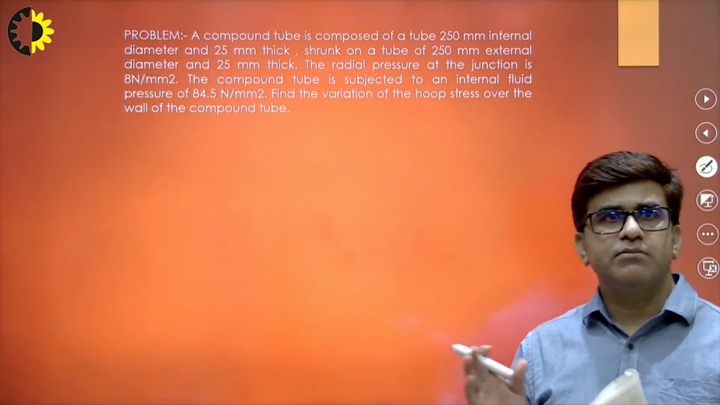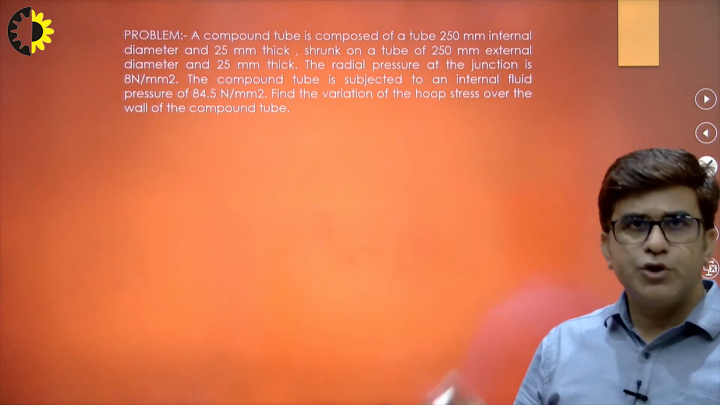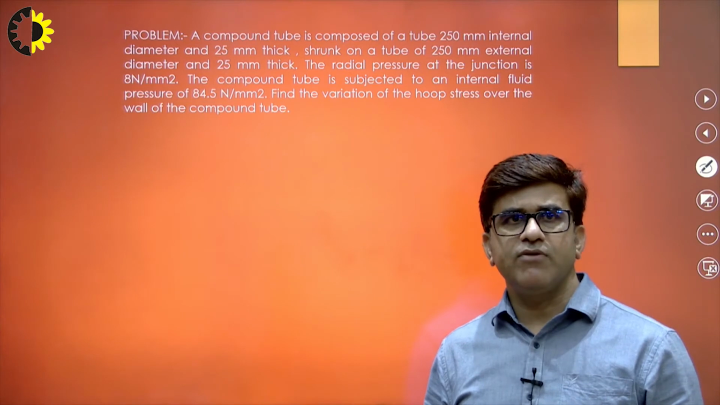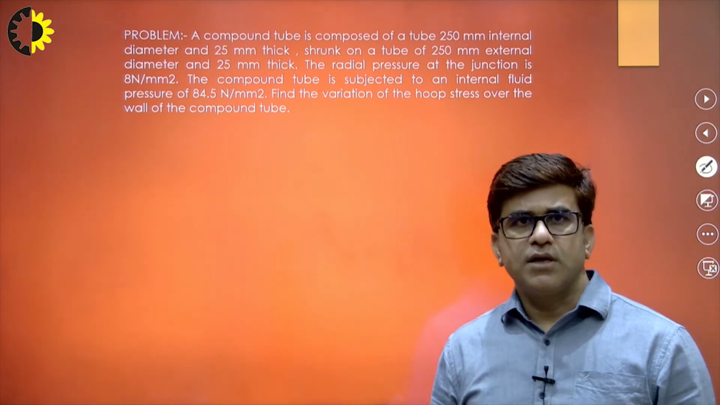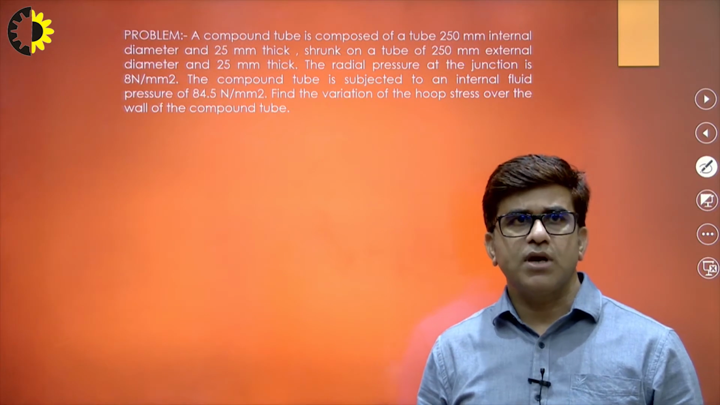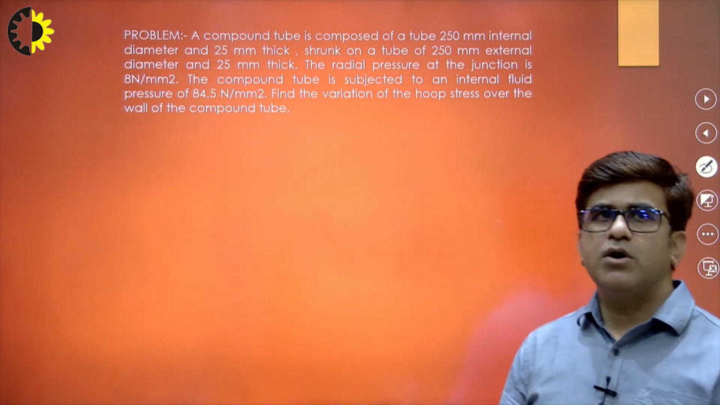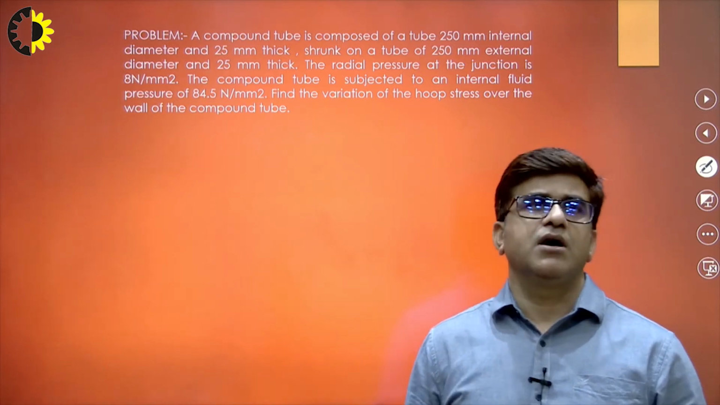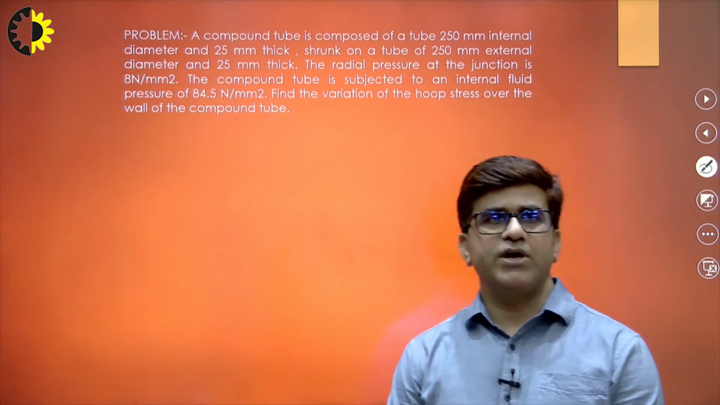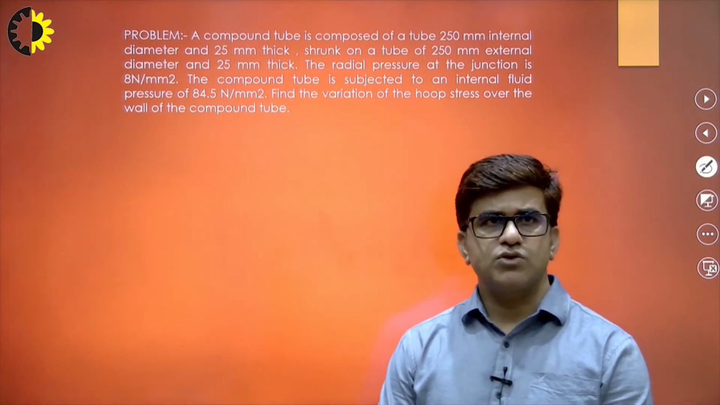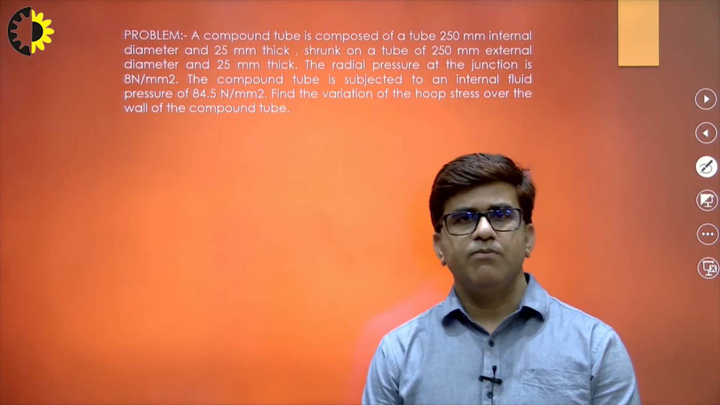The problem is: a compound tube is composed of a tube 250 mm internal dia and 25 mm thick, shrunk on a tube of 250 mm external dia and 25 mm thick. The radial pressure at the junction is 8 Newton per mm square. The compound tube is subjected to an internal fluid pressure of 84.5 Newton per mm square. Find the variation of hoop stress over the wall of compound tube.